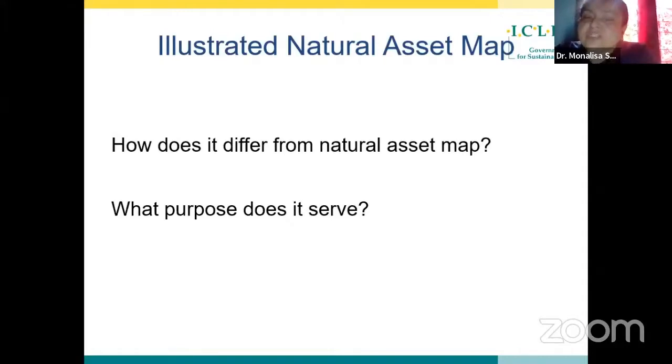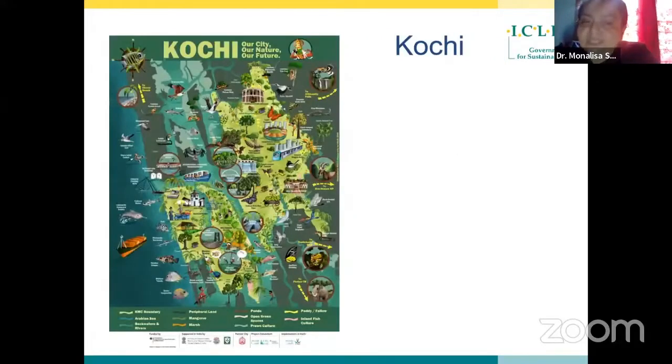An illustrated natural asset map is more of a communication tool, and it connects the people, the tourists, everyone with the biodiversity wealth in the city. Basically, the natural asset map is converted into an illustrated form, but it still remains on the GIS platform. Like I showed you the Kochi map earlier, that is the natural asset map, which is used for planning. But this is an illustrated natural asset map, which shows the biodiversity wealth in the city and helps the citizens understand the significance of the biodiversity they have and the ecosystems that they are nurturing.